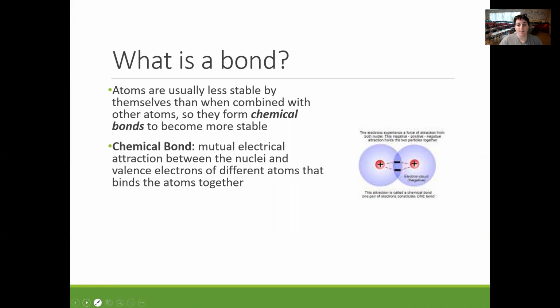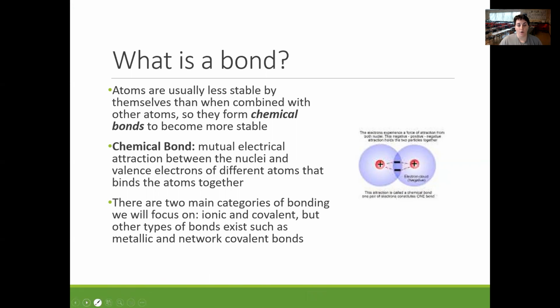Chemical bonds are the mutual electrical attraction between the nuclei and valence electrons of different atoms that binds the atoms together. So over here on the right-hand side, you can see we've got these positive symbols, that's indicating a nucleus. And then these bluish purple circles are the electron clouds, and showing that they're overlapping and they're sharing some of those valence electrons. So that's an example of a bond, specifically a covalent bond.